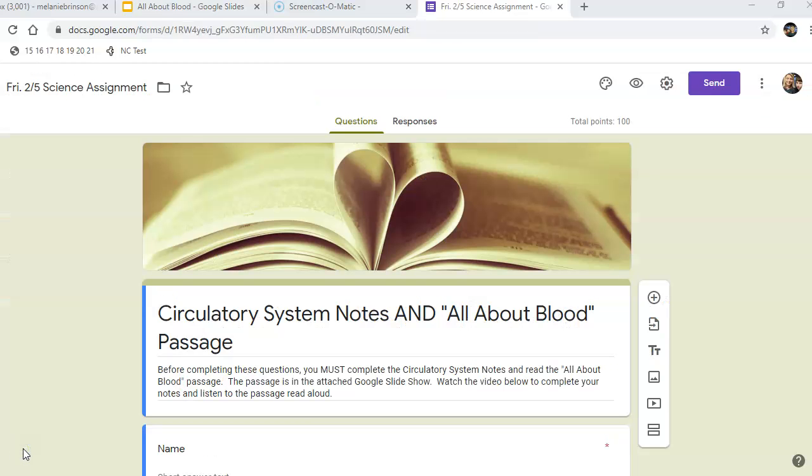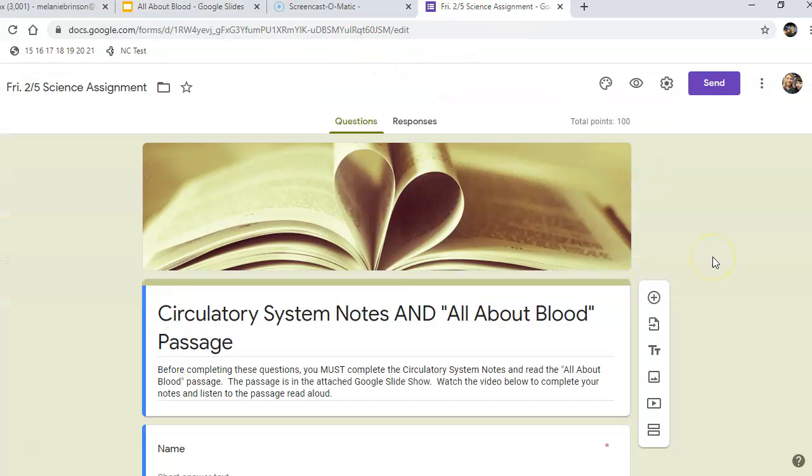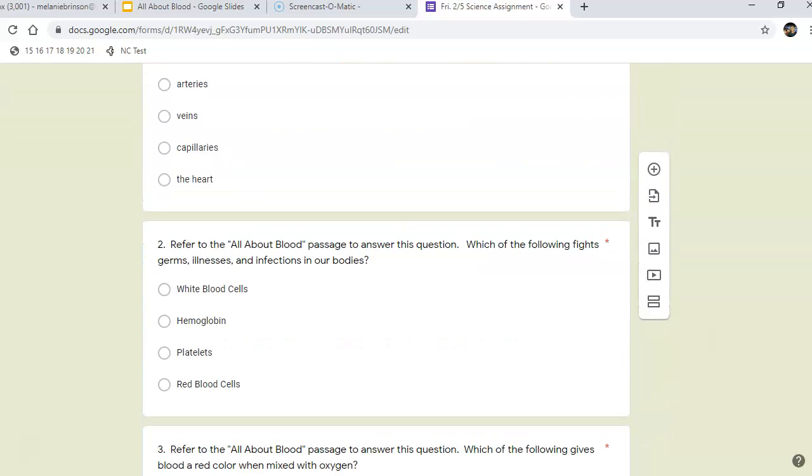These are the questions that go with both the circulatory system notes that we took and the All About Blood passage that we read. The directions say before completing these questions, you must complete the circulatory system notes, which we did, and read the All About Blood passage, which we did. The passage is attached to the assignment in the Google slideshow, which you should have up so you can refer back to it when answering questions about the passage. And the read aloud is this video that you're listening to.